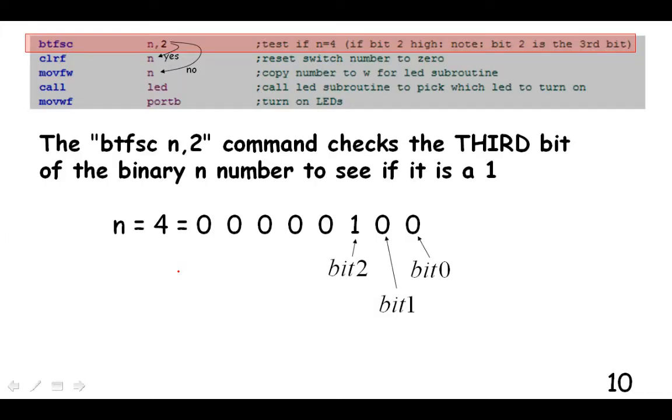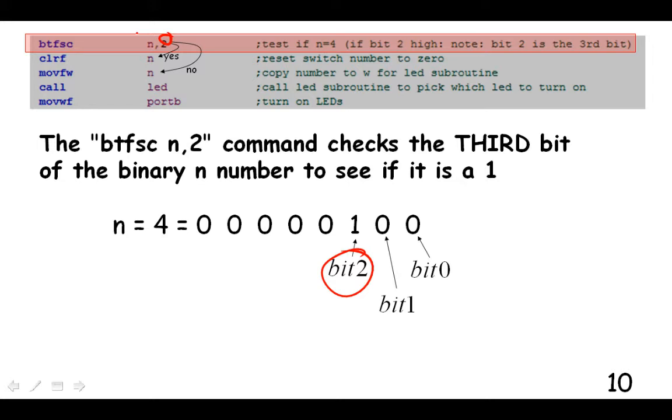So let's look specifically at those commands. The BTFSC command is going to test if n equals 4, and you think it's testing if n equals 2, but what it's doing here is that 2 is bit number 2. So here's bit number 0, 1, 2. So it checks that bit, and when that bit goes high, then n is equal to 4, because the binary number for 4 is 1, 0, 0. So that's why that's a 2 there and not a 4. It's checking the bit number 2.